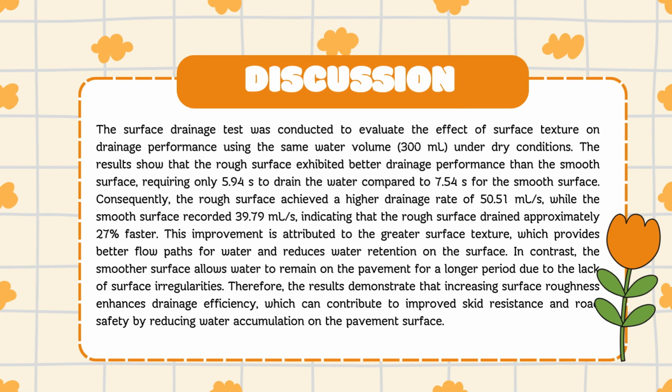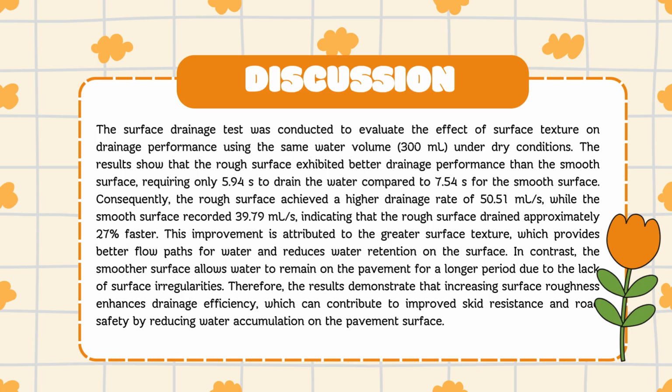The surface drainage test was conducted to evaluate the effect of surface texture on drainage performance using the same water volume, 300 ml, under dry condition. The result showed that the rough surface exhibits better drainage performance than the smooth surface, requiring only 5.94 seconds to drain the water compared to 7.54 seconds for the smooth surface. Consequently, the rough surface achieved a higher drainage rate of 50.51 ml per second, while the smooth surface recorded 39.79 ml per second, indicating that the rough surface drained approximately 27% faster.